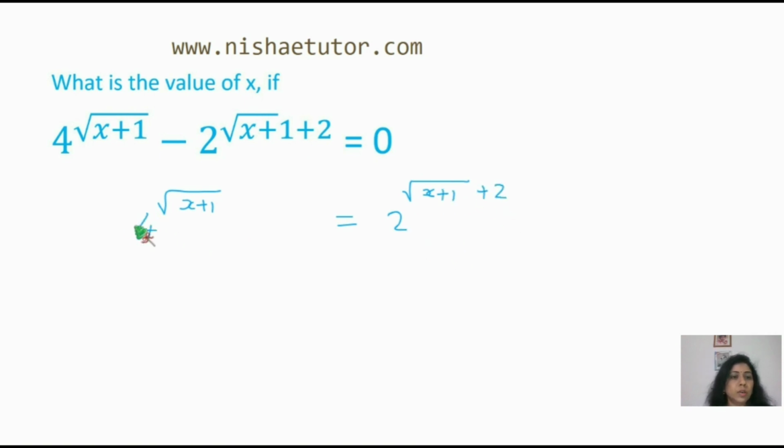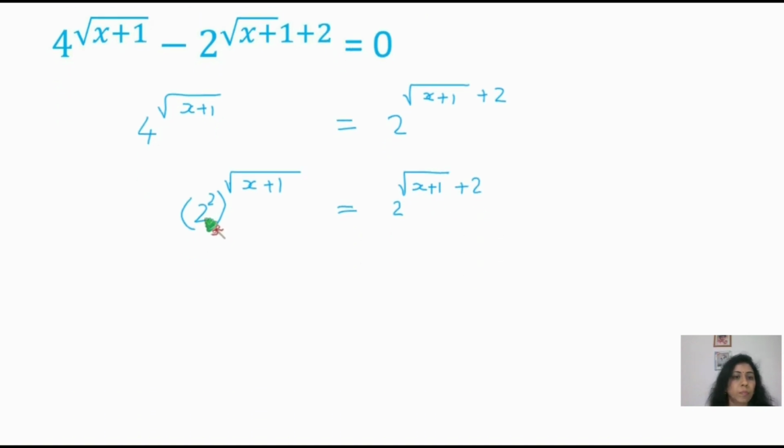Okay. Because when we compare both sides, we have to make the same base. So 4 we can write as 2 to the power 2, to the power square root of x plus 1, equals 2 to the power square root of x plus 1, plus 2. Very simple question, just follow my steps. Here we have 2 to the power 2 to the power square root of x plus 1. So here we can apply this formula.